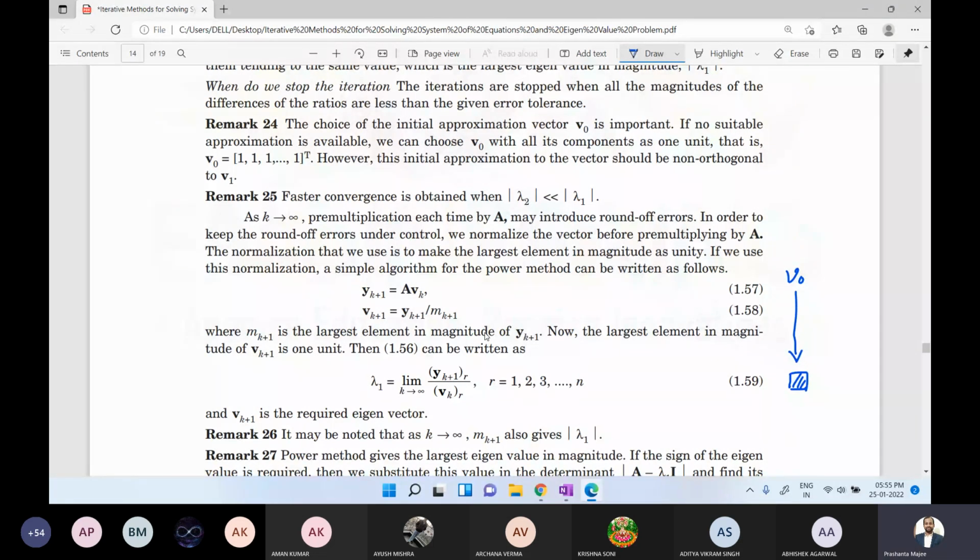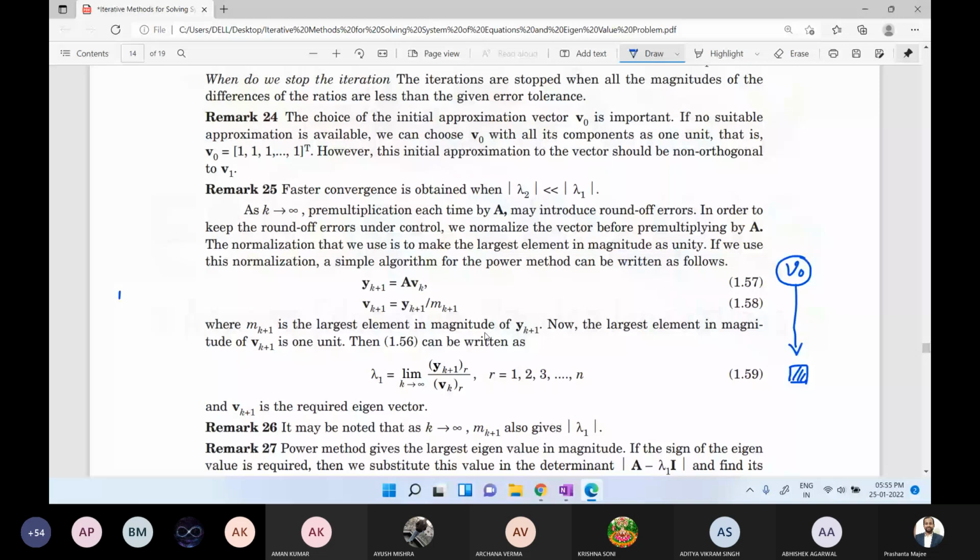So V0 is the initial guess. At the kth iteration, what will be the output value? The output value will be obtained by pre-multiplying the vector Vk by the matrix A. Okay, now what do you have to do? You have to normalize the vector Yk plus 1. How to normalize the vector Yk plus 1? You have to consider the largest component in Yk plus 1 and divide each component by that value.